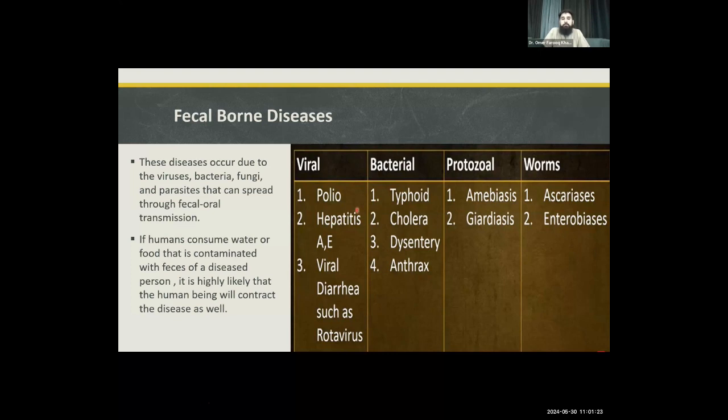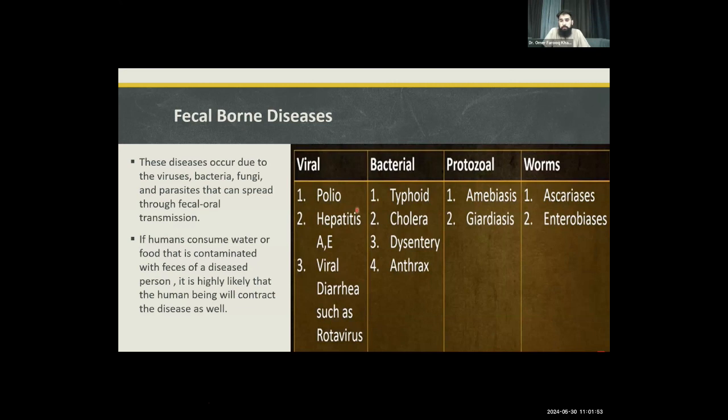So viral diseases include polio, hepatitis A and E, and viral diarrhea such as rotavirus. Bacterial diseases include typhoid, which is a very common disease in the underdeveloped world and developing countries. Then there is cholera. There have been cholera outbreaks all around the world, especially in Yemen in the previous couple of years. Then there have been dysentery outbreaks all around the world, including America as well. Then there have been anthrax outbreaks.